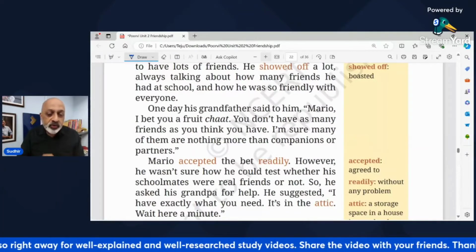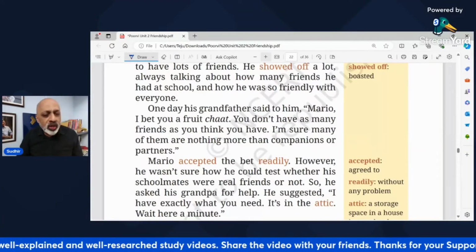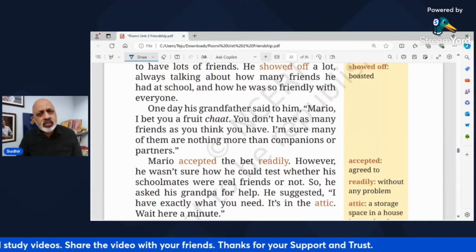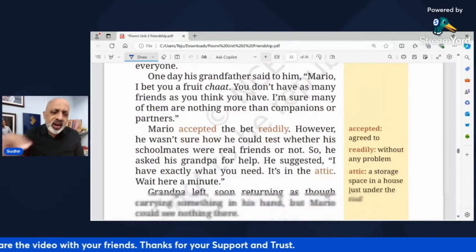Okay. However, he wasn't sure how he could test whether his schoolmates were real friends or not. How would he test? Okay. So he asked his grandpa for help.